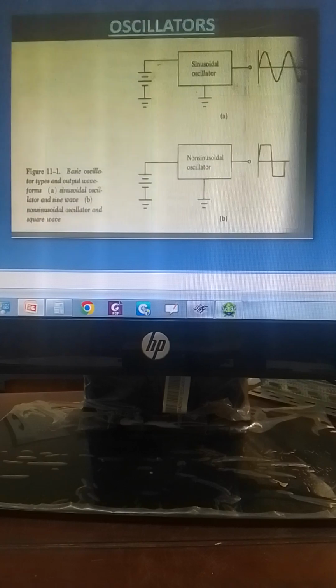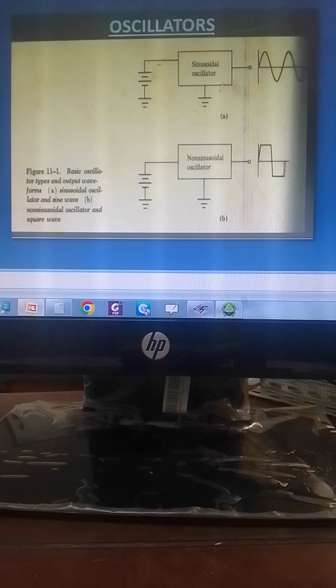Now, we can check this diagram here. You discover that there is a DC source here. There is a sinusoidal oscillator, which is grounded as well. Now, this sinusoidal oscillator, these oscillators have two types of outputs, basically. There is one which is sinusoidal. This one is sinusoidal. It is a sine.